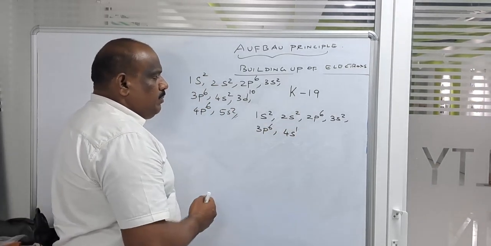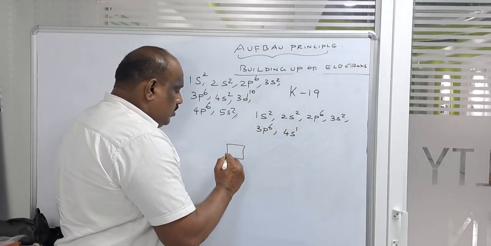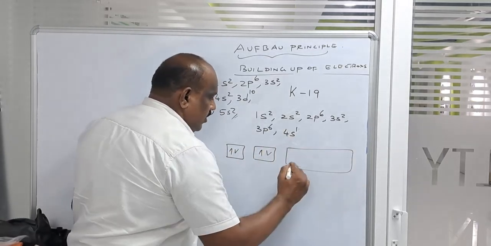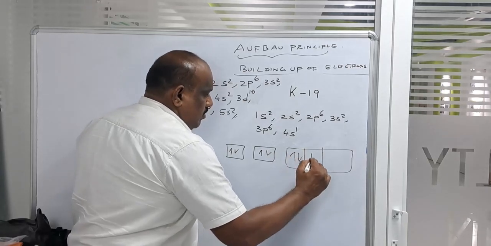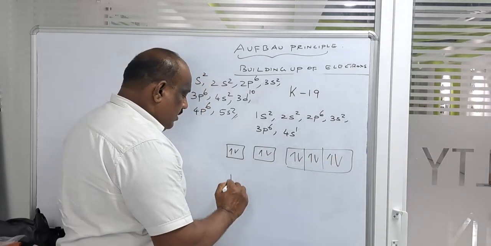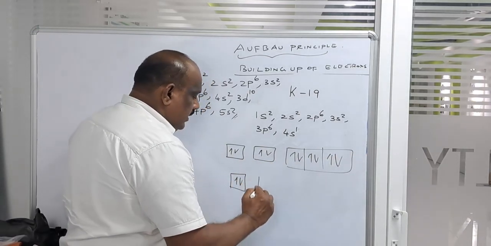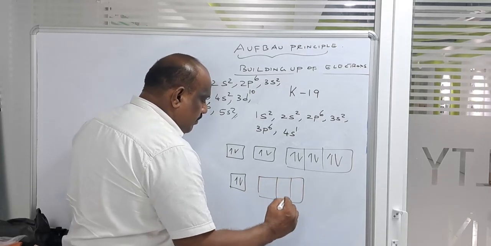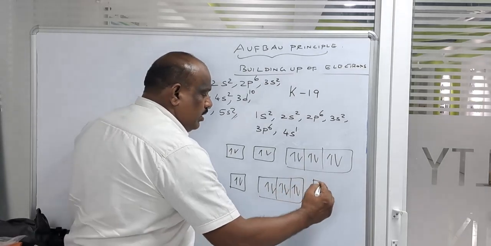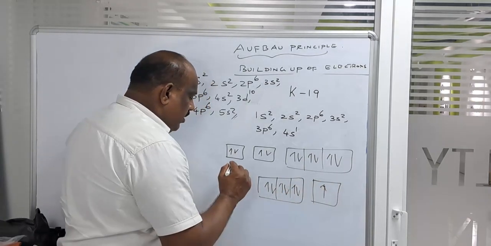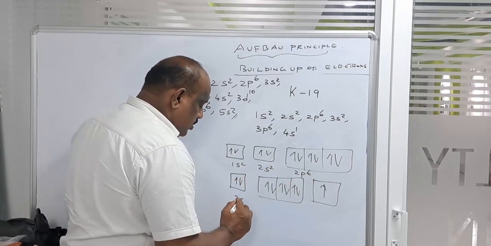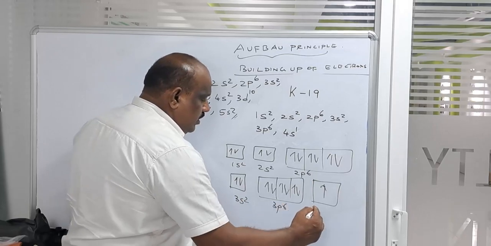How to write these: the first orbit is 1s2, 2s2, 2p6. Actually, I should not write like this. First, I have to fill it in one direction, then I have to fill in the other direction. Then this is 3s2, then 3p6. First, we have to fill up in only one direction. Then only we have to fill up in the other direction. Now 4s1. So if you want, you can also write 1s2, 2s2, 2p6, 3s2, 3p6, 4s1.